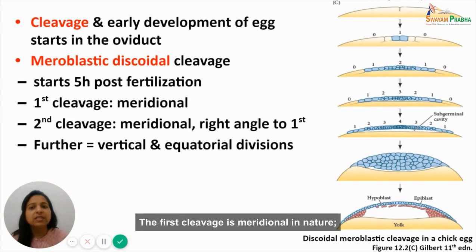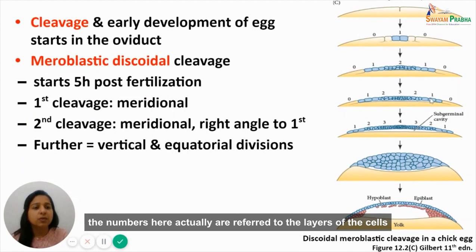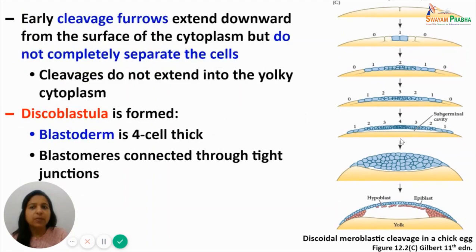The first cleavage is meridional in nature. The second cleavage is also meridional. It occurs at right angle to the first one, while the further cleavages are vertical and equatorial. As we see here, the first cleavage is happening, the second cleavage, the third, and so on. The numbers here actually refer to the layers of the cells that are being formed during formation of the blastula. And the early cleavage furrows extend downward from the surface of the cytoplasm.